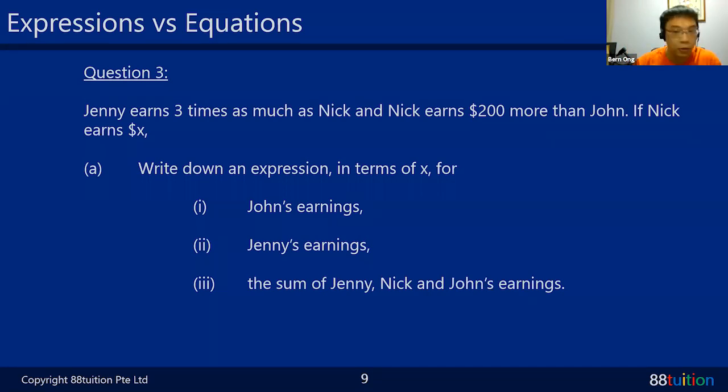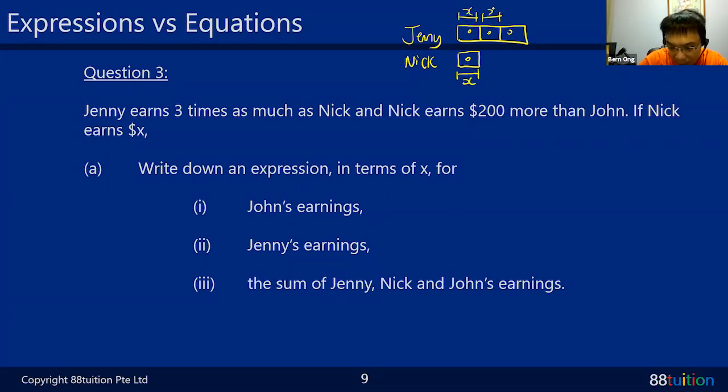Spider-Man, you are right. Very good. All 3 answers correct. So we have Jenny earns 3 times as much as Nick. Primary school model diagram. Can. So we have Jenny and Nick. Jenny earns 3 times means 3 units. Sometimes I use model some more, don't laugh at me. And we know that Nick down here is X dollars. So Jenny will be X, X, X, so X, X, X will be 3X dollars. That will be Jenny.